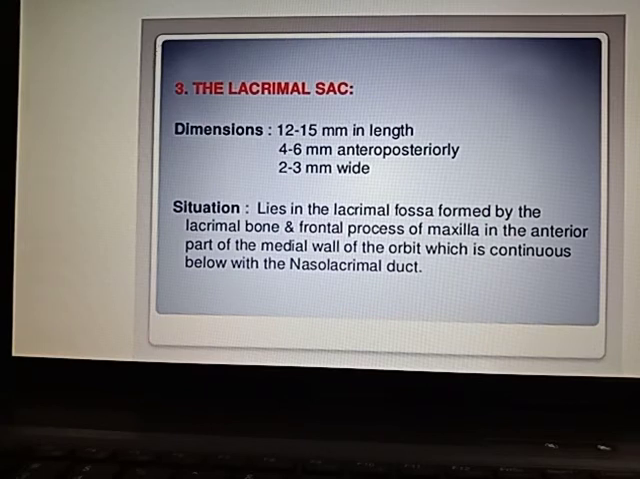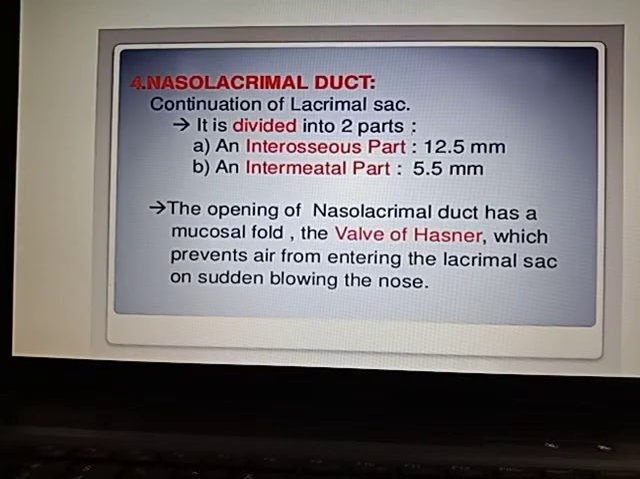Then come to the lacrimal sac. The lacrimal sac is the upper dilated part of the nasolacrimal duct, with dimensions 12 to 15 mm in length, 4 to 6 mm anteroposteriorly, and 2 to 3 mm wide. It lodges in a fossa formed by the lacrimal bone behind the lacrimal crest and the frontal process of the maxilla in front of the lacrimal crest. It is bounded laterally by the lacrimal fossa. Its upper closed end is flattened from side to side, but its lower end is rounded and is continuous with the nasolacrimal duct.